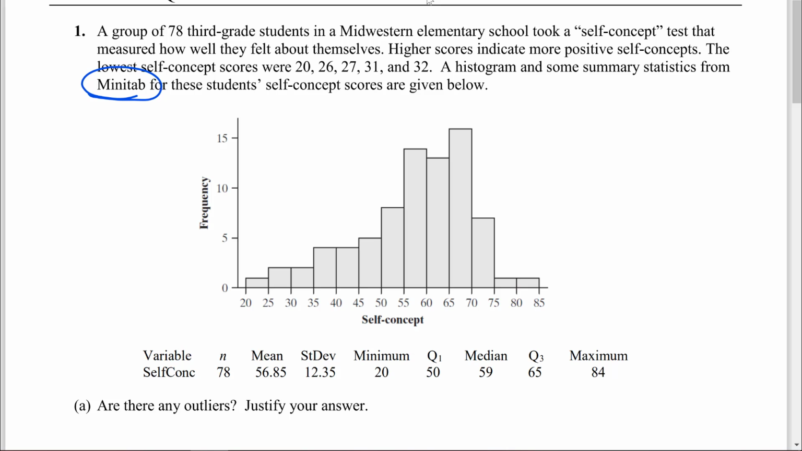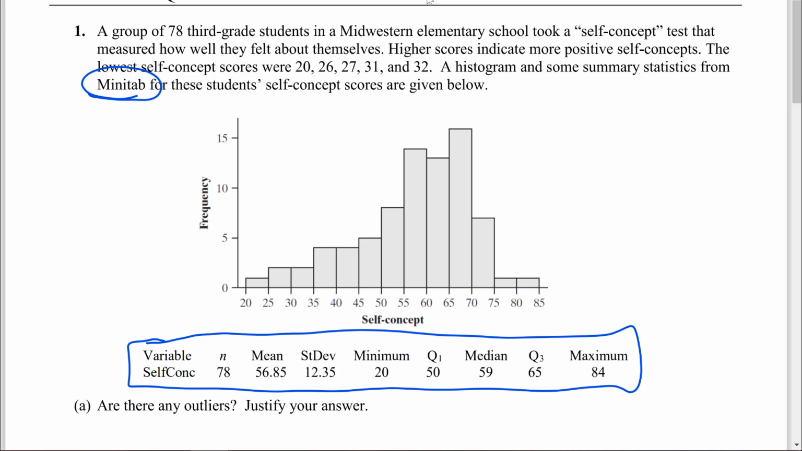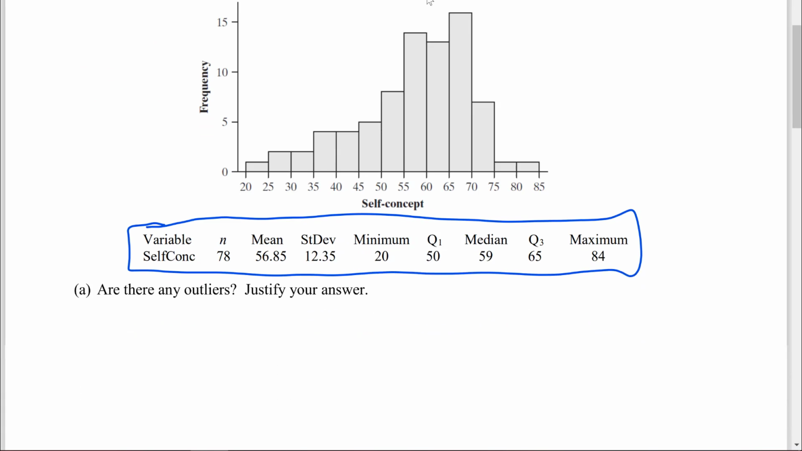Minitab. All Minitab means is it is a computer program that you can plug the data into and generate this information: your mean, standard deviation, the 5 points needed for the box plot. So it's just a computer program that does the same thing we've been doing on our calculators. So with that being said, let's finish this out.